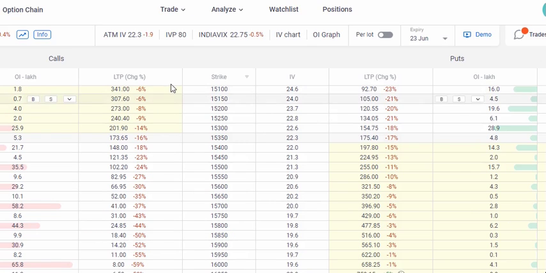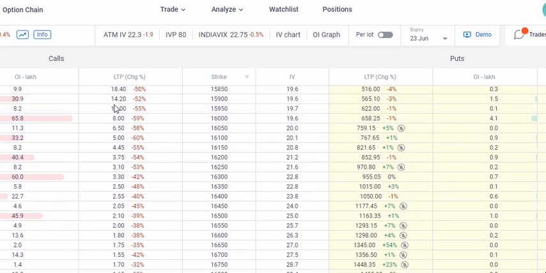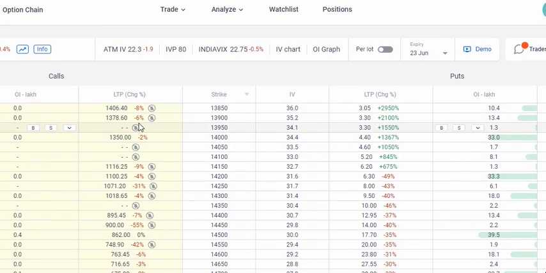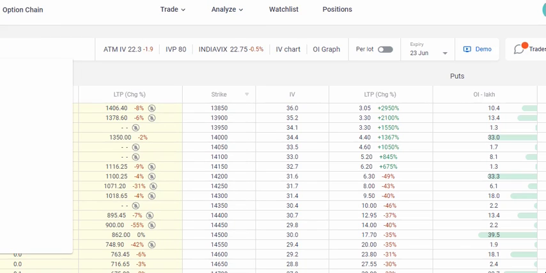This is Sensibull's option chain analysis, just like I was talking about. This is the option chain of Nifty. So what I can do is go and change it to ITC.